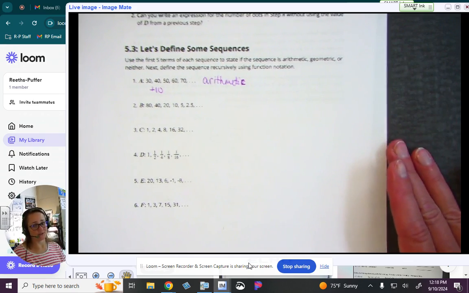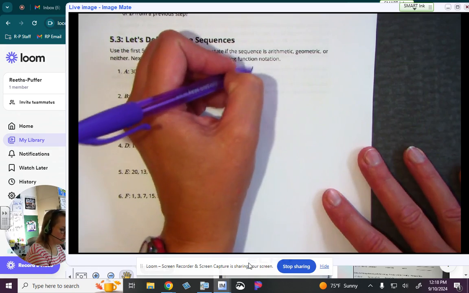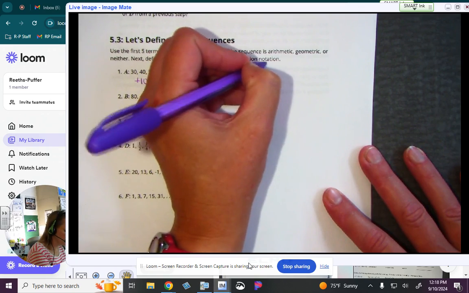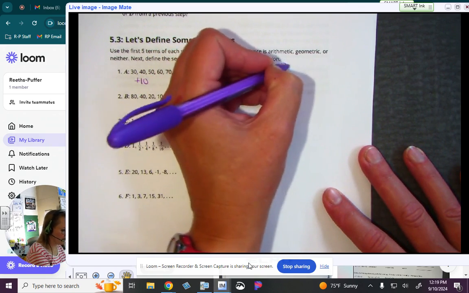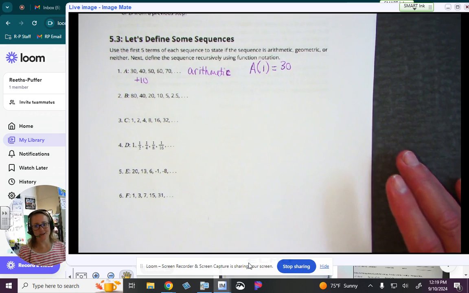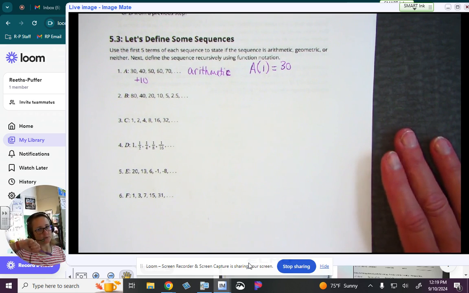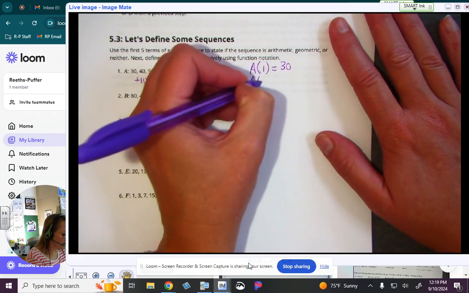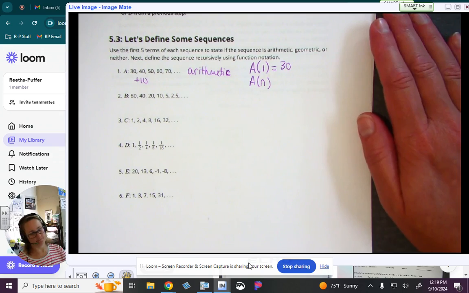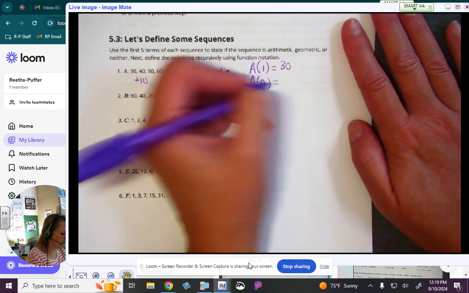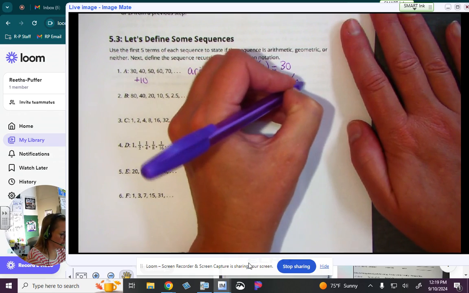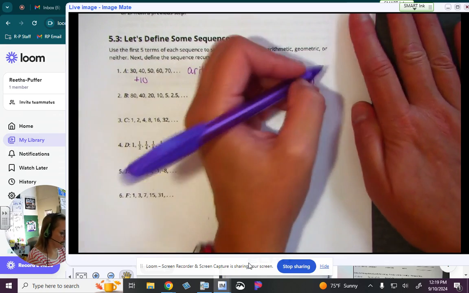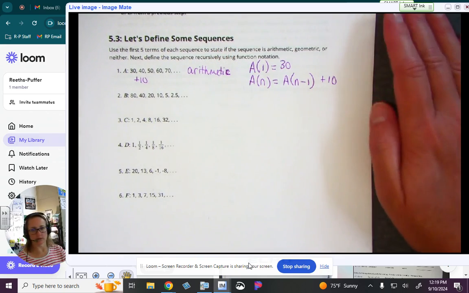To define it recursively, I'm going to use A because that's what they call this sequence. I'm going to tell you you're going to start off with the number 30. I always have to tell you the starting number with a recursive sequence. For every other number past that, you are going to take the prior number, the prior term, and you're going to add 10 to it.